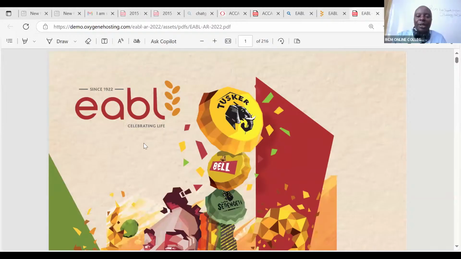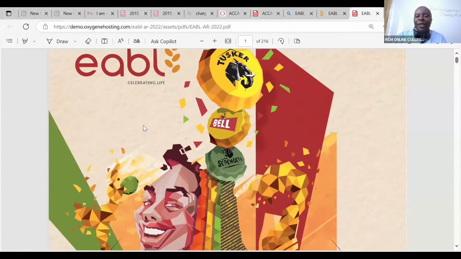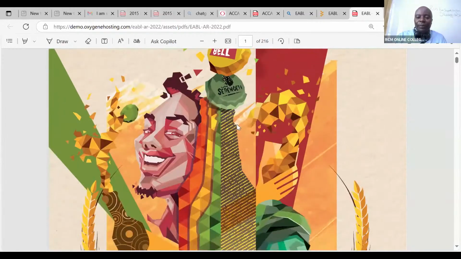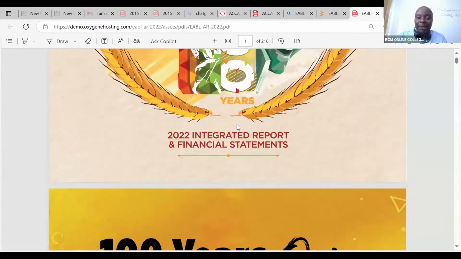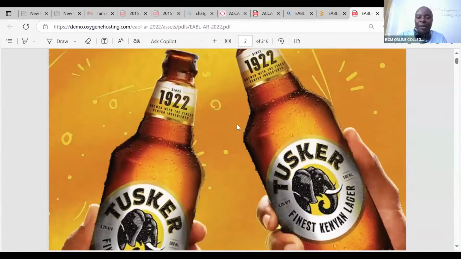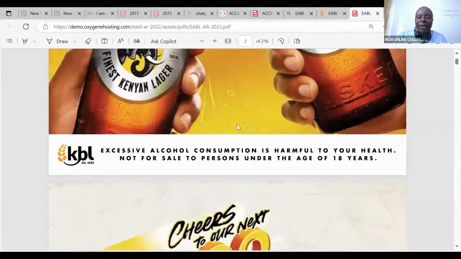So you can see this is the annual report, an integrated report for EABL. You can see since 1922, celebrating life. They are trying to showcase their big brands here, Uganda, Tanzania, Kenya. It's a big company. This is the 2022 financial report and basically it's integrated.